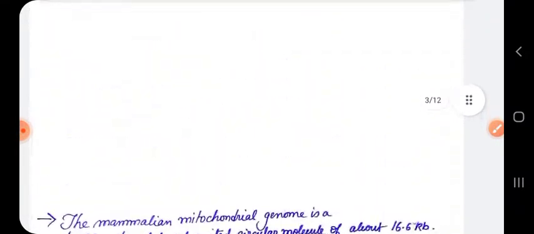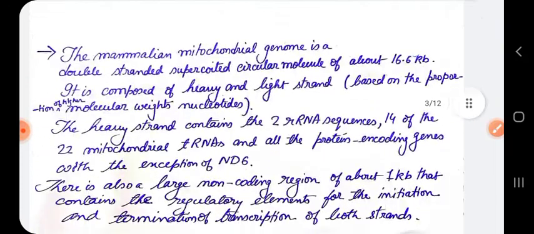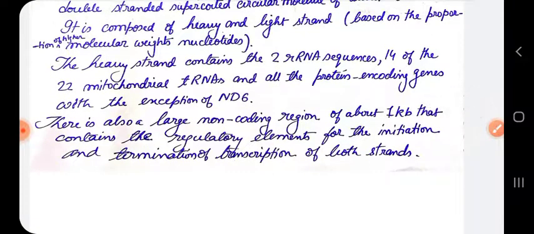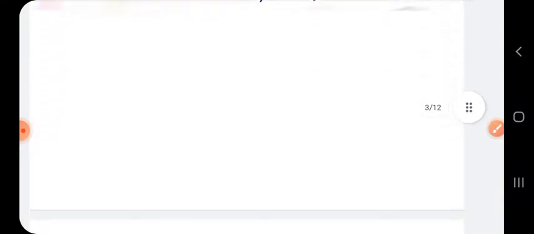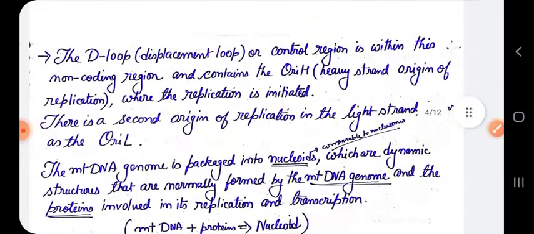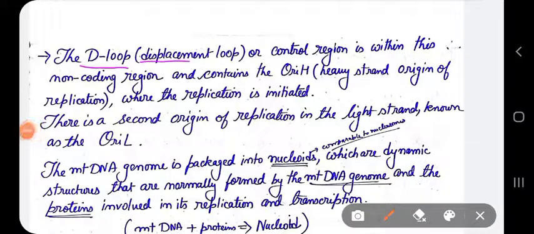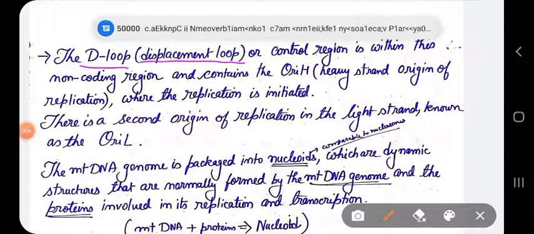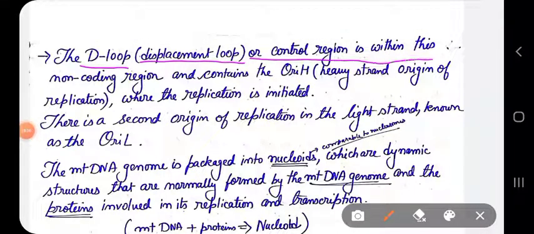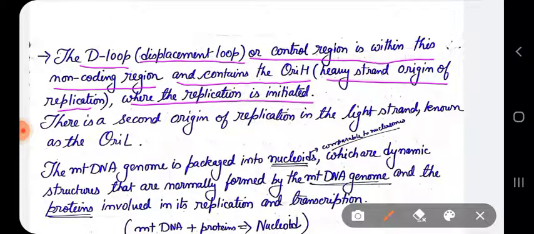So we have to see about the ND6. What does ND6 encode? Well, if you know, let me remind. Now, the D loop or the displacement loop or the control region is within this non-coding region, and it contains the origin of OH, or heavy strand origin of replication, where the replication process is initiated.